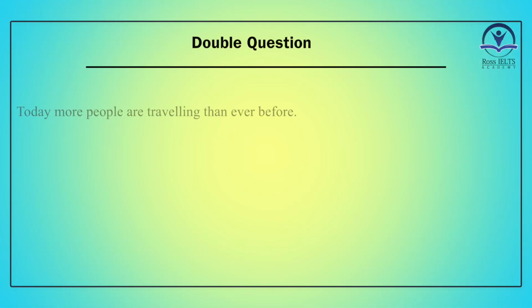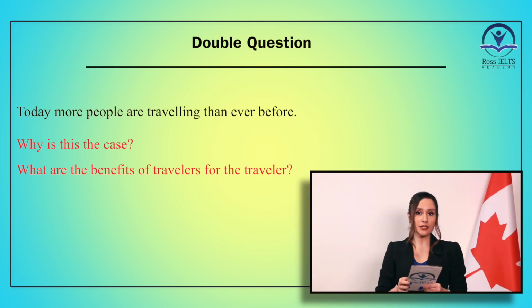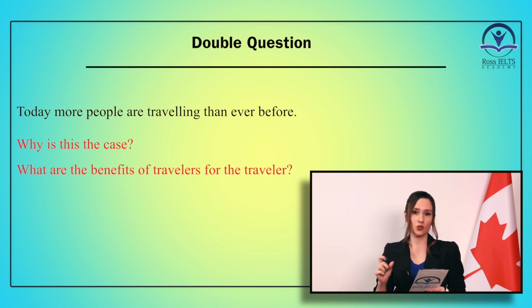Here it says, today more people are traveling than ever before. Why is this the case? What are the benefits of traveling for the travelers? So here you see we have a topic statement and then we have two different questions. The questions themselves are not related to each other, but both are related to the question statement.